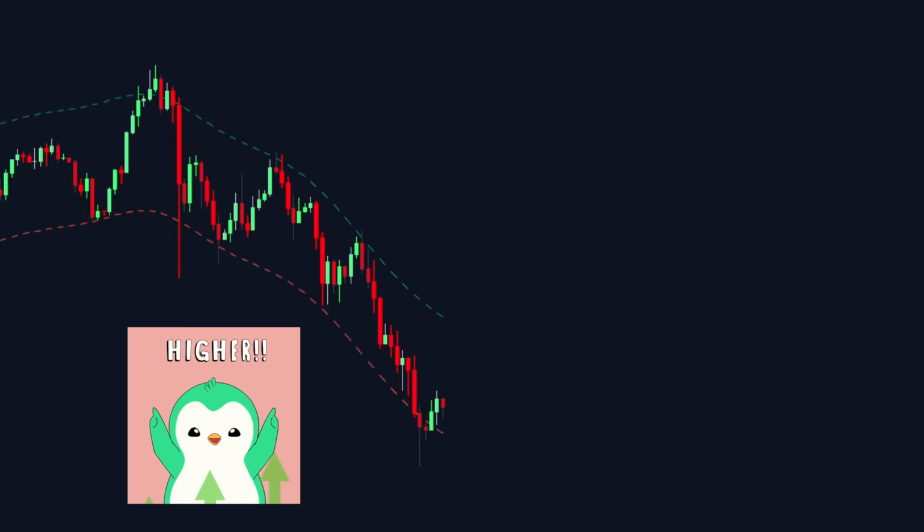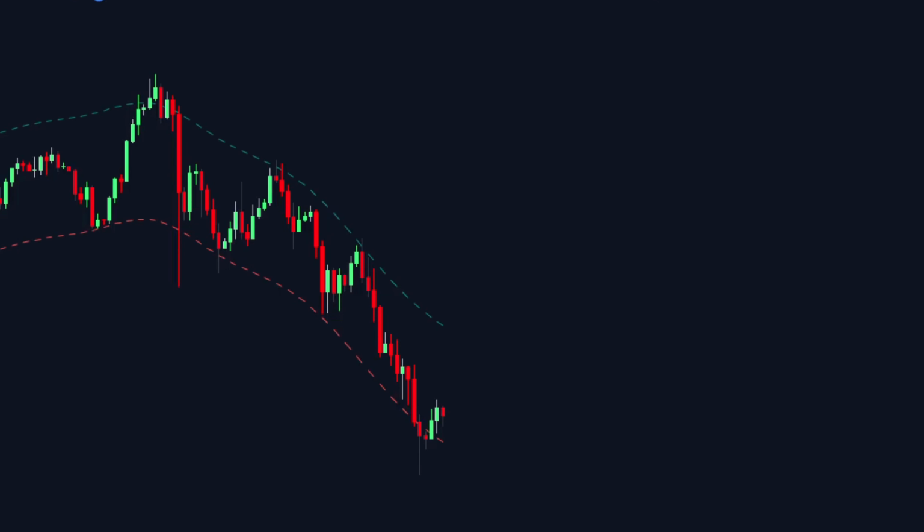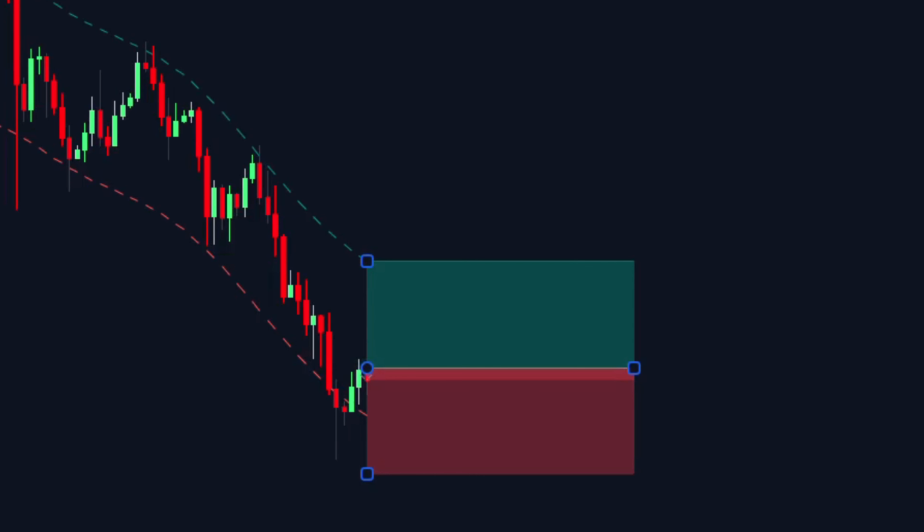That's your first alert. But here's the key. You don't just dive in on the touch. You wait for one more confirmation. Watch for the very next candle to close back inside the envelope, back above that lower green band. That candle closing back inside is the market confirming the rejection. The sellers pushed price too far. Now the buyers are snapping it back. That close back inside the envelope is your entry trigger.